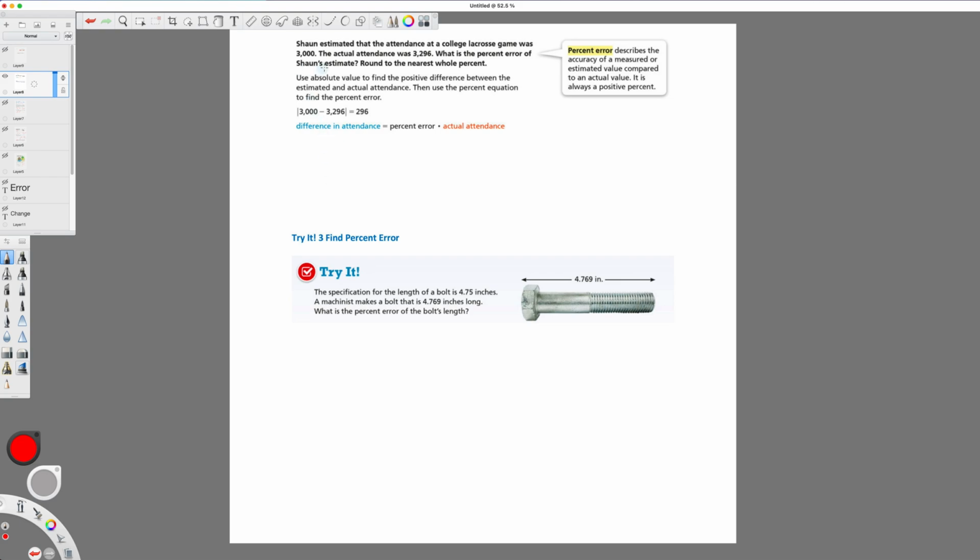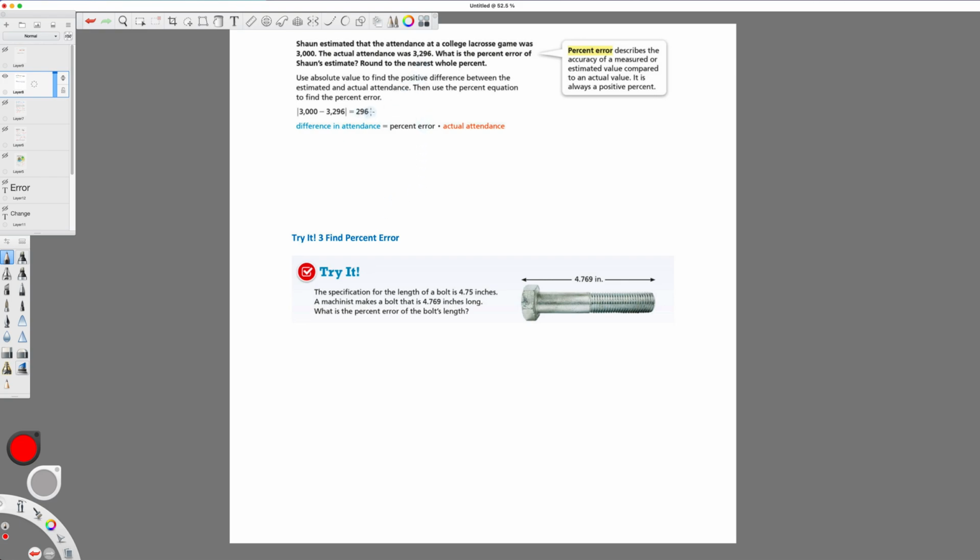So if we look at this example here, Sean estimated that the attendance at a college lacrosse game was 3,000. The actual attendance was 3,296. So he was a little bit off. So what is the percent error of Sean's estimate? Well, I want to see, okay, how far off is he? And that's what's shown right here. He's off by 296. I don't care whether he was above or below by 296. So that's what the absolute value bars are. For percent error, you won't ever have negatives. Just subtract so you get a positive.